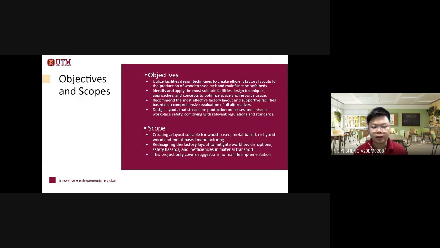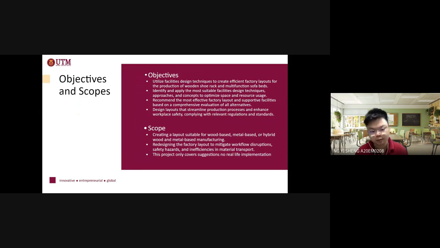Next is the objective and scopes. There are four objectives. First one is to utilize facility design techniques to create efficient factory layout for the production of wooden shoe rack and multi-function sofa beds. The next is to identify and apply the most suitable facility design techniques, approaches, and concepts to optimize space and resource usage. The third one is to recommend the most effective factory layout and supportive facility based on comprehensive evaluation of all alternatives. Last one is to design layout that streamlines production process and enhances workplace safety, complying with relevant regulations and standards.